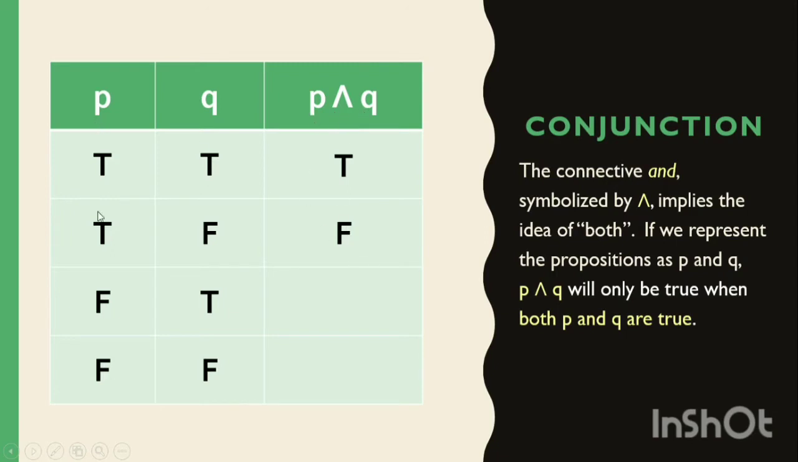Next, P is false and Q is true, so therefore P and Q will also be false. And P is false, Q is also false, so the truth value here is false. Again, a conjunction P and Q will only be true if both P and Q are true. Get it?